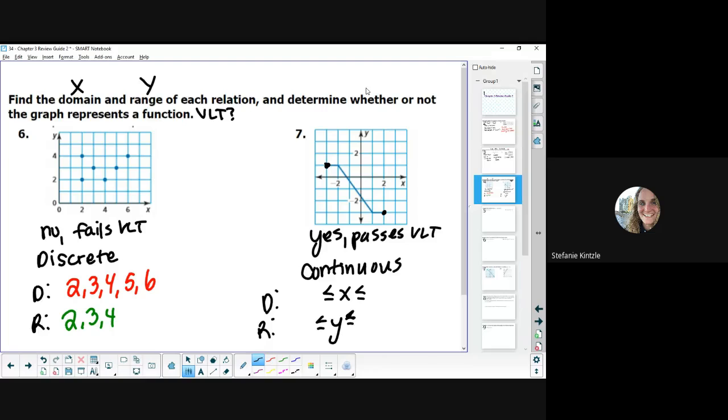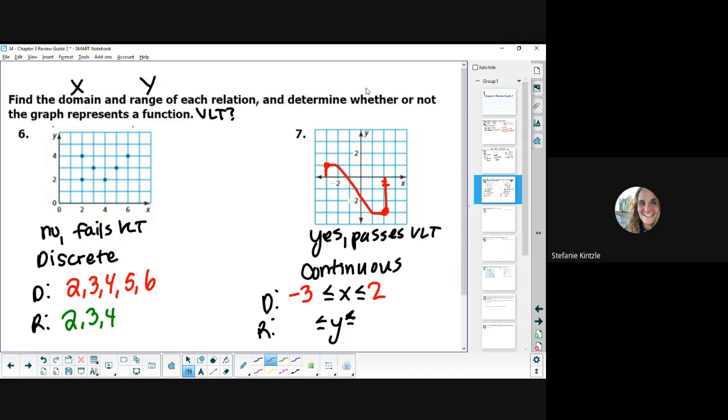So what is the smallest x value on your graph? What x value is this at? -3. Okay, what's the biggest x value of your function? 2. Yep. So you guys see from -3 all the way up to 2, those are all your x values.